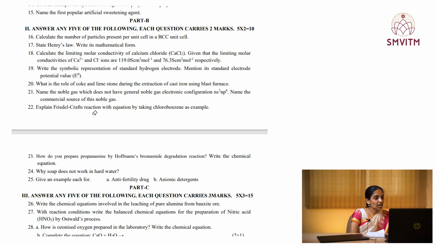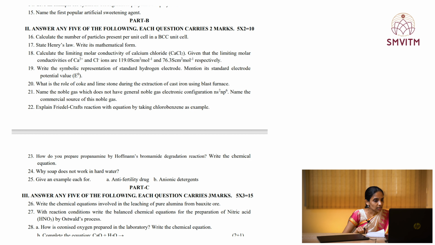The 22nd is from haloalkanes and haloarenes, the Friedel-Crafts reaction of chlorobenzene. We have discussed it in electrophilic substitutions. Chlorobenzene reacts with methyl chloride in the presence of anhydrous aluminum chloride catalyst, and it forms what? Ortho and para products, is it not? You have to write a sentence and also give the equation for the reaction.